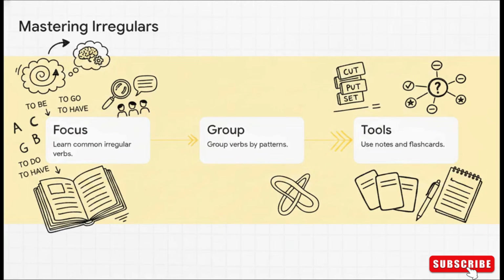Conquering these historical survivors doesn't have to be a headache. You can actually do it systematically in just 3 strategic steps. First, focus on the most common irregulars that you'll use every single day: to be, to go, to do, to have, and to say. Second, group them by patterns. For instance, find the verbs that never change form at all, like cut, cut, cut, or put, put, put. And third, use active recall tools like flashcards and mind maps to really lock them in.